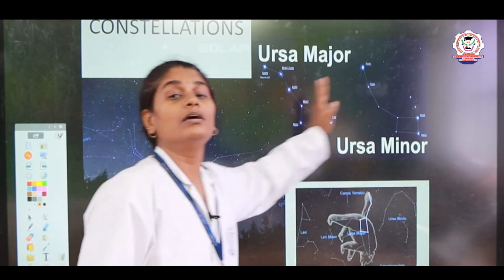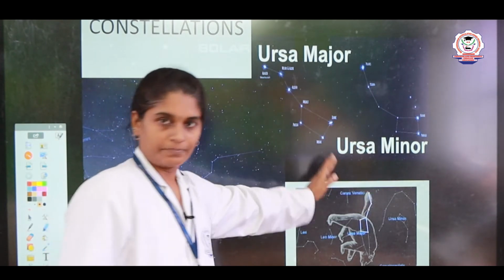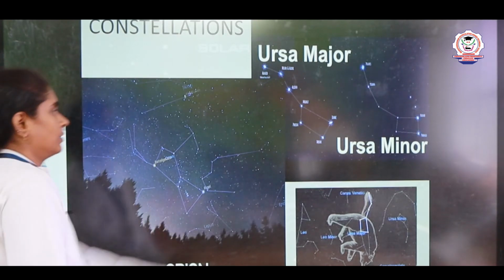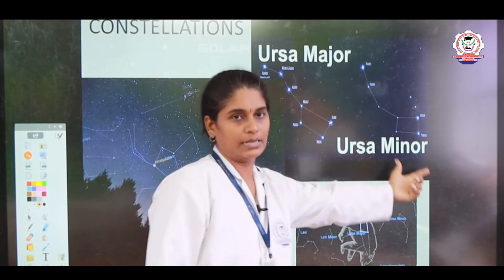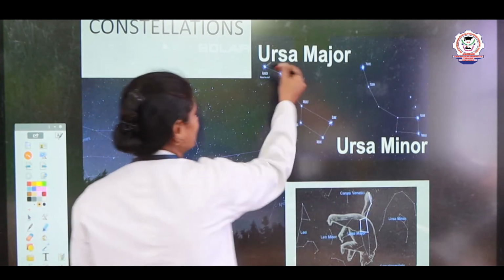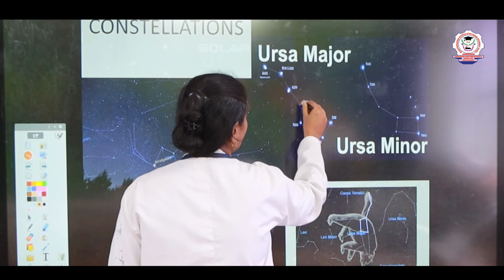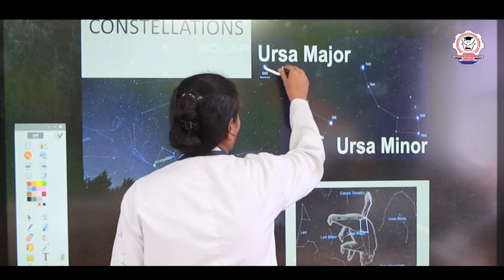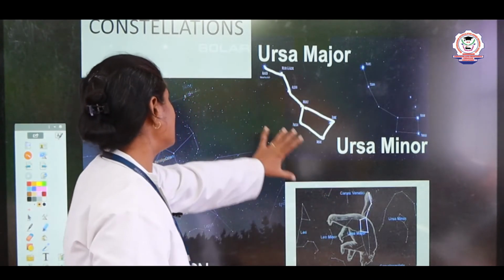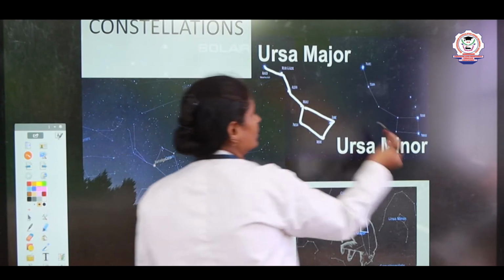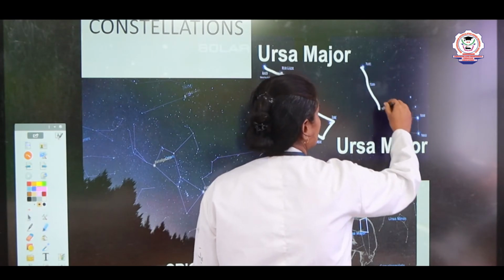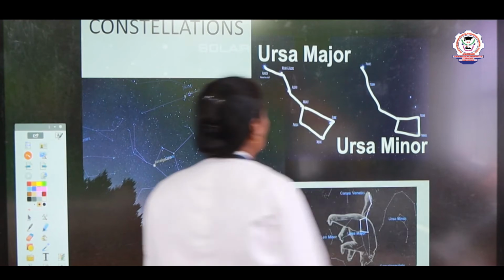So, there are different constellations in the sky. For example, here you can see Ursa Major, Ursa Minor. These are all constellations present in the sky. Here you can see one star, here one star, here one star. So, these stars form a shape. There is some pattern that exists here, right? This is known as Ursa Major, okay? And the other stars you can see like this. So, this is Ursa Major and Ursa Minor, okay?